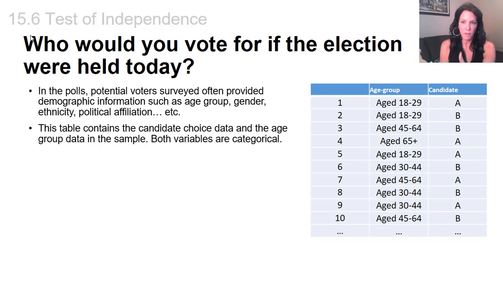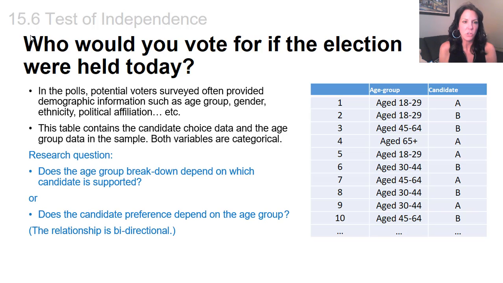So this table right over here contains candidate choice data and the age group data for the sample, and both variables are categorical, right? They're both categories, an age category and a candidate category. But we can find out if the ratings of the candidate are related to age.